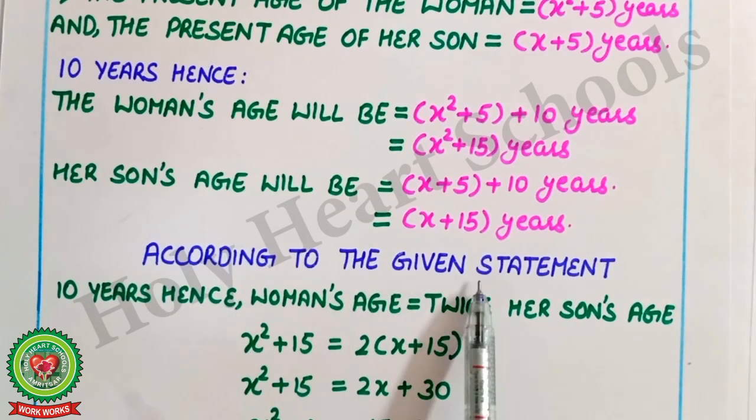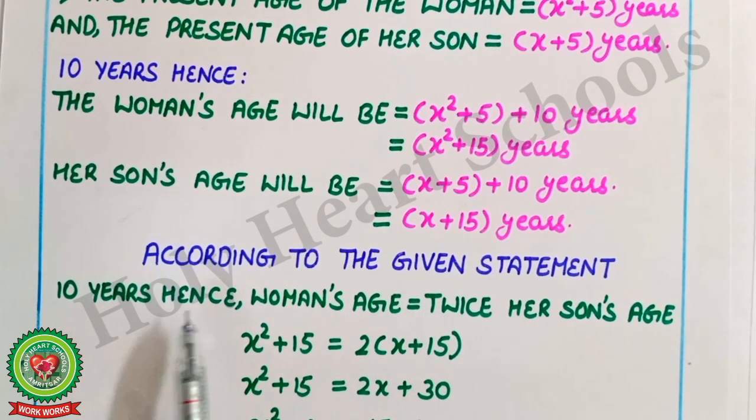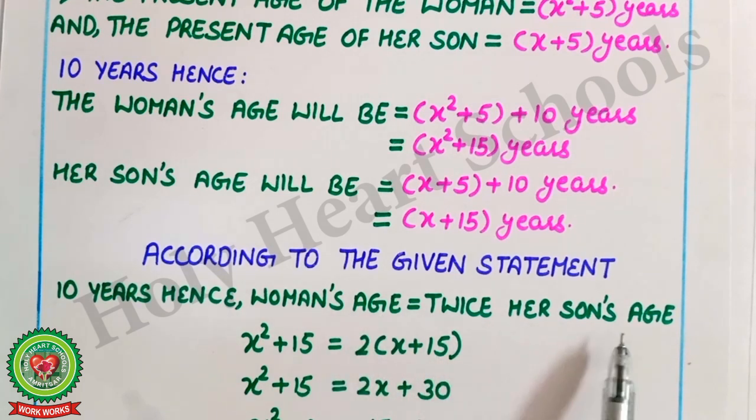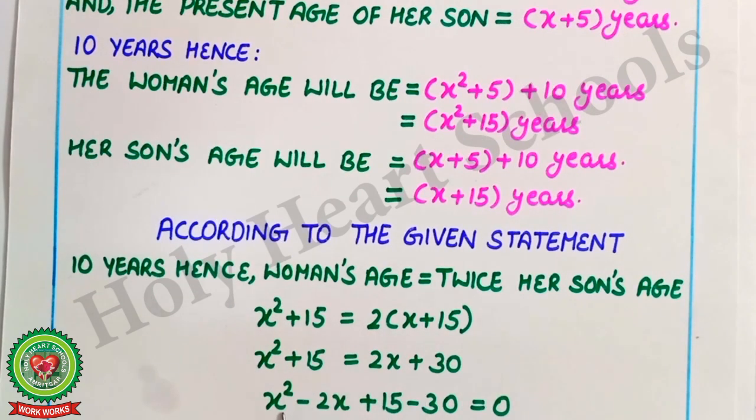Now according to the given statement, 10 years hence the woman's age is equal to twice her son's age. So x square plus 15 equals twice (x plus 15). Then from here, the arrow method: x square plus 15 equals 2x plus 30. Then after collecting all the terms, x square minus 2x plus 15 minus 30 equals 0.